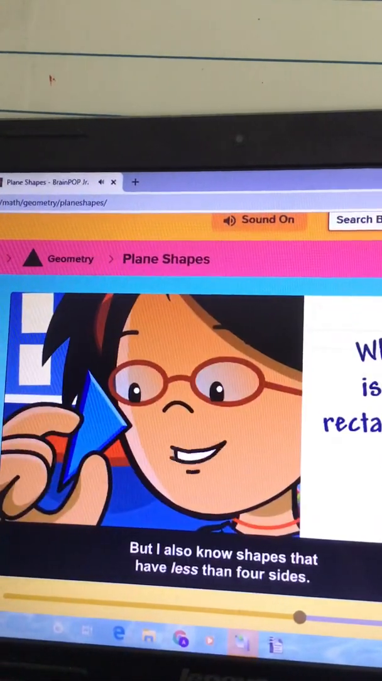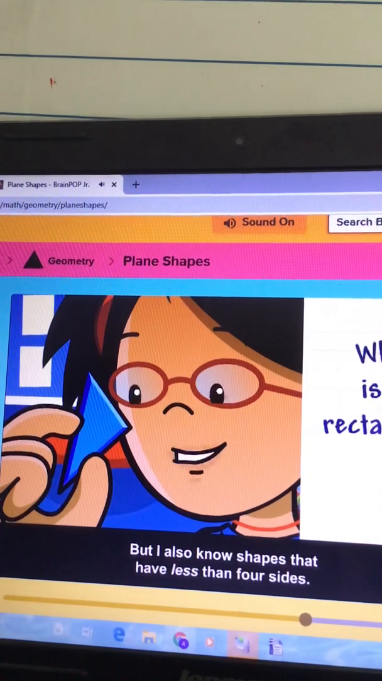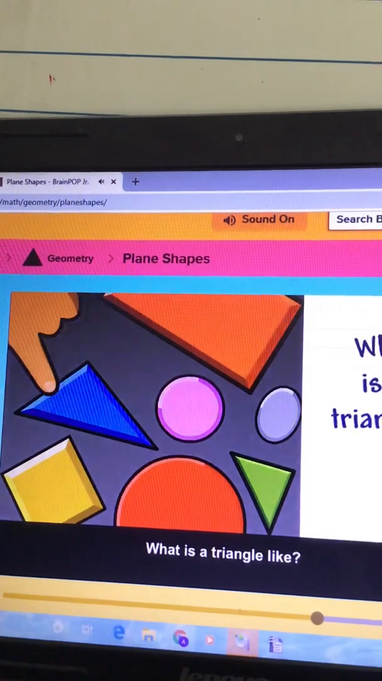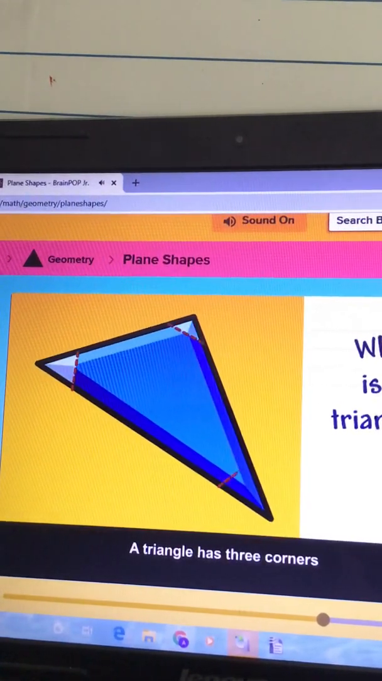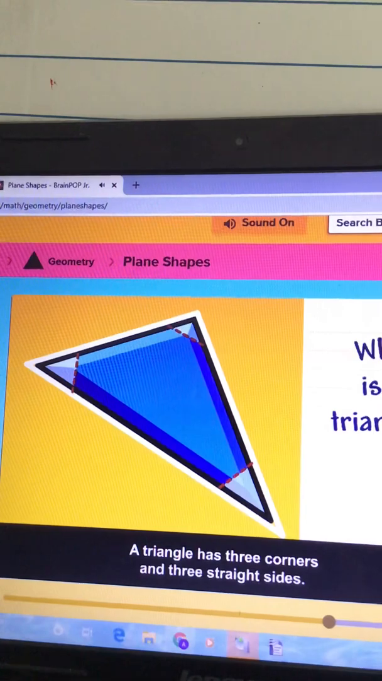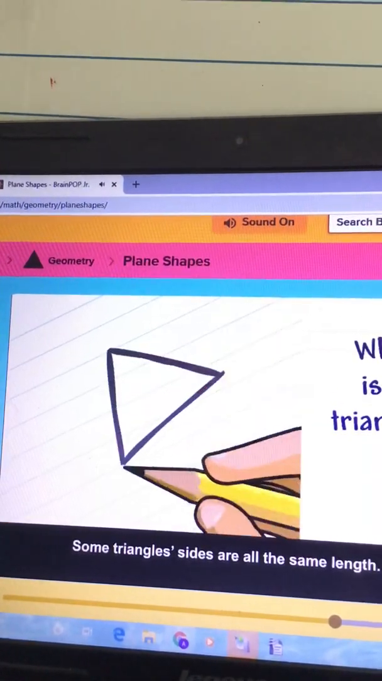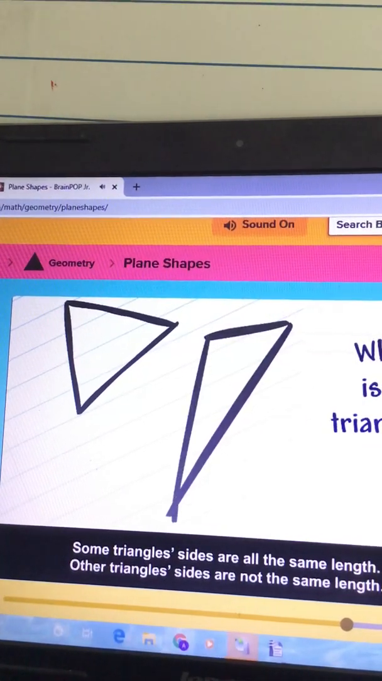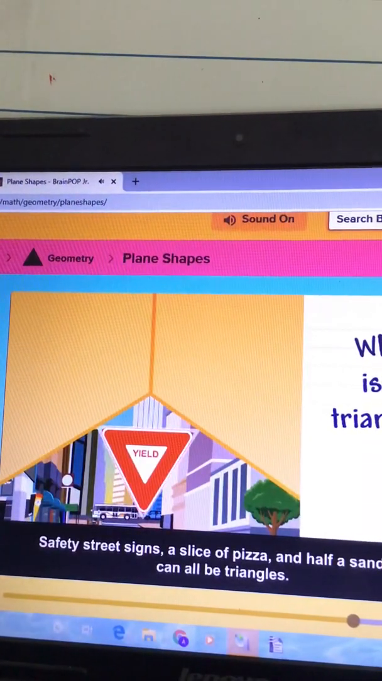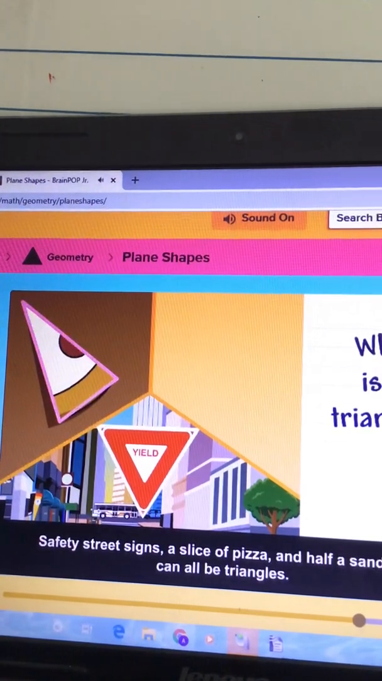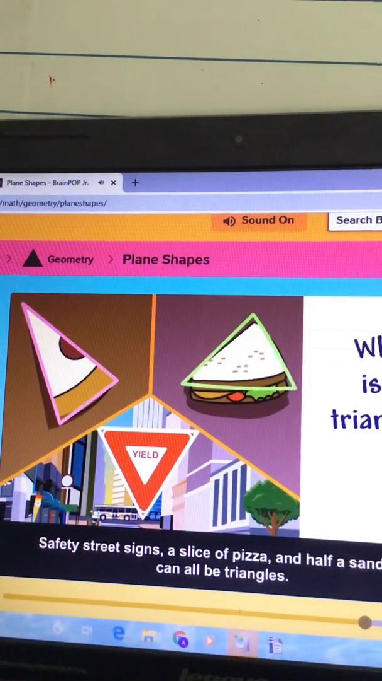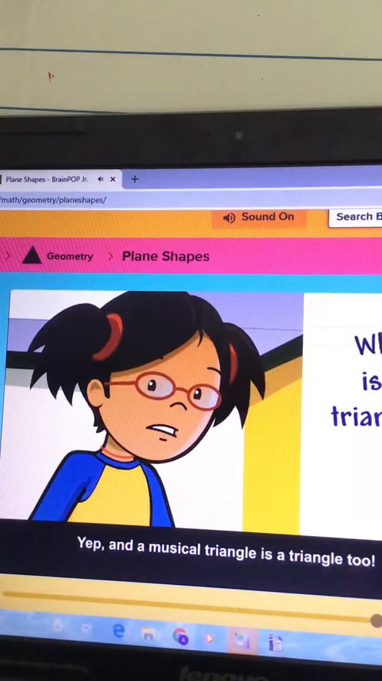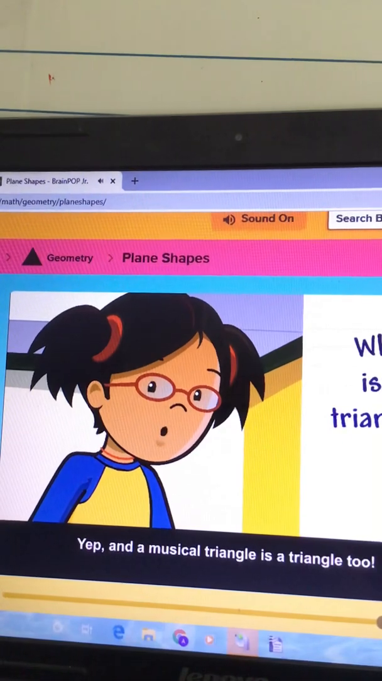But I also know shapes that have less than 4 sides. What is a triangle like? A triangle has 3 corners and 3 straight sides. Some triangle sides are all the same length. Other triangle sides are not the same length. Safety street signs, a slice of pizza, and half a sandwich can all be triangles. Yep, and a musical triangle is a triangle too.